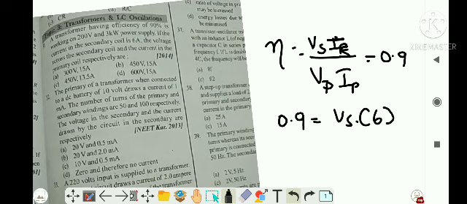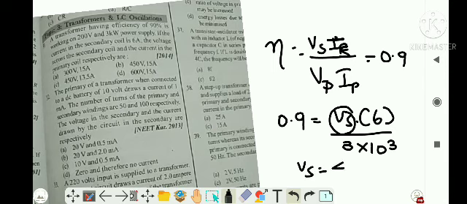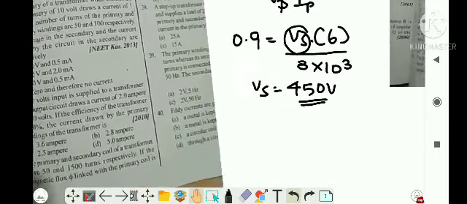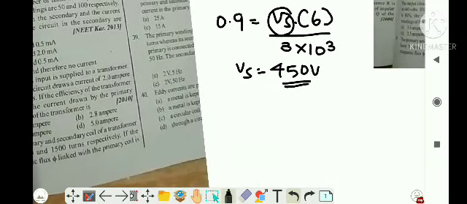It is given as 6 ampere, divided by the power I have been given in the case of the primary section. I have been given 3 kilowatt, that is 3 into 10 to the power 3, right? So I can calculate Vs from here. You will get Vs as how much? 450 volt, right? This much you will get. First we are doing simple questions, then we'll go over complicated ones, right?